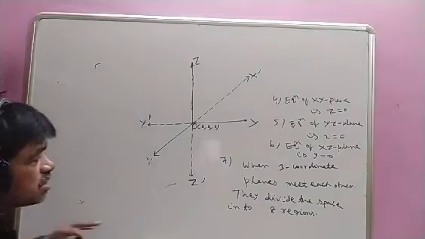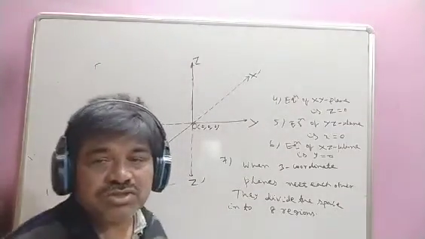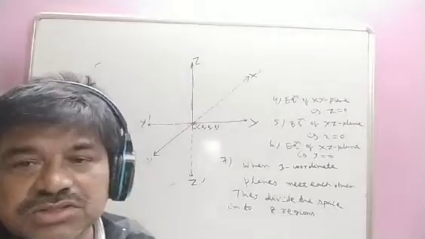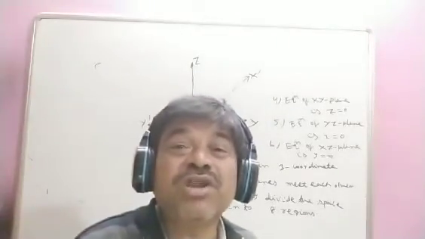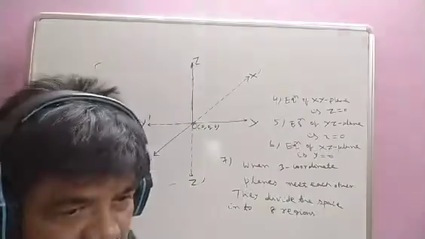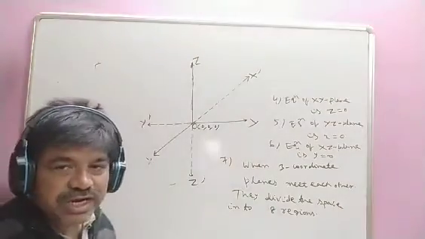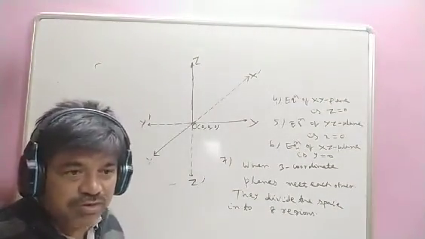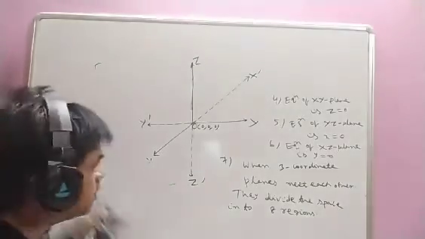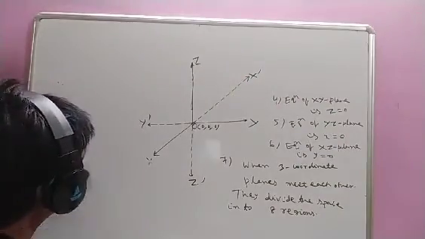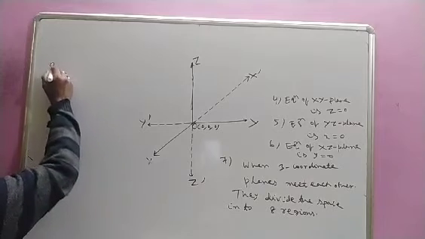When three coordinate planes meet each other, they divide the space into 8 regions. So 8 octants are formed. Sometimes questions may be asked: when three coordinate planes meet each other, how many octants are formed? So you will write 8 octants are formed. Okay. In 2D, when two coordinate axes meet each other, how many quadrants are formed? 4 quadrants. They divide the plane into 4 regions. Each region is called a quadrant. Okay. Then number 8, formula you write.